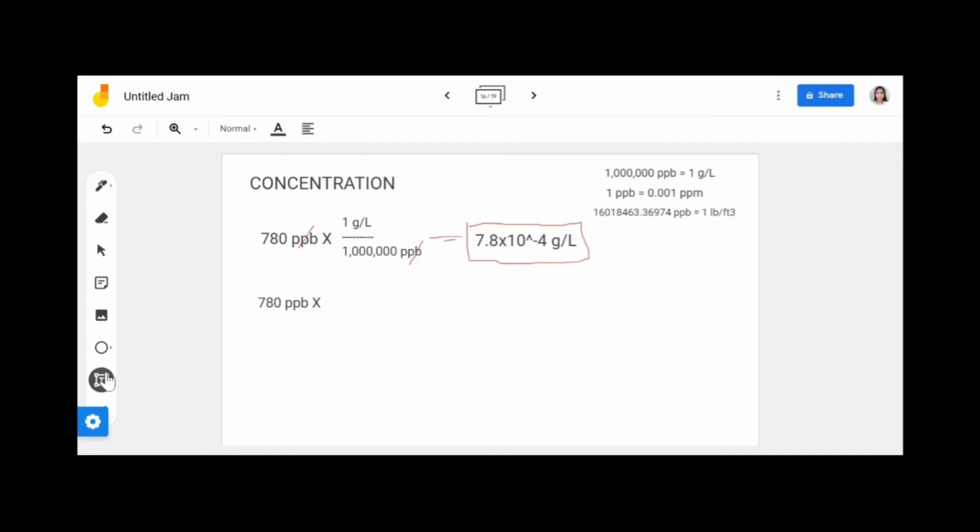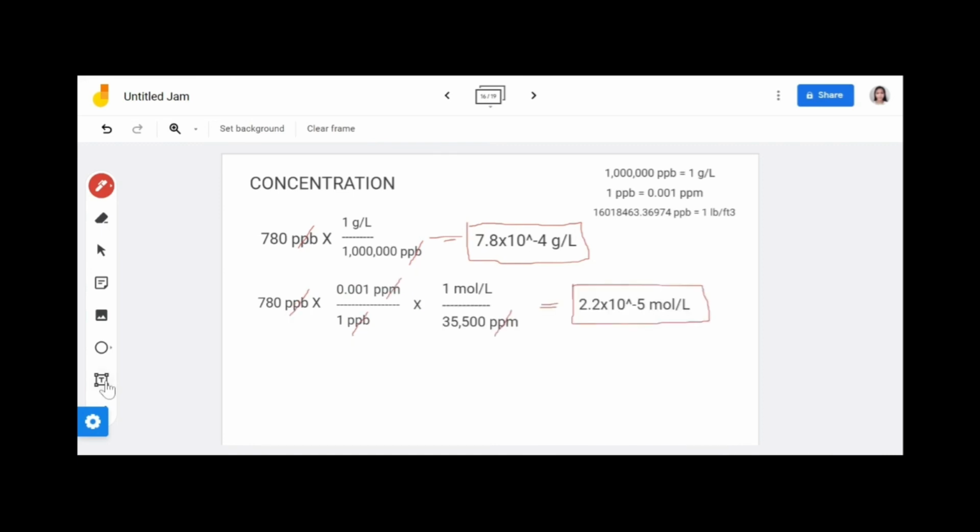The second one is 780 ppb times 0.001 ppm over 1 ppb. Cancel the unit times 1 mole per liter over 35,500 ppm is equal to 2.2 times 10 raised to negative 5 mole per liter. And the last one is 780 ppb times 1 pound per cubic foot over 1601846.36974 ppb. Cancel the unit is equal to 4.87 times 10 raised to negative 8 pound per cubic foot in English unit.